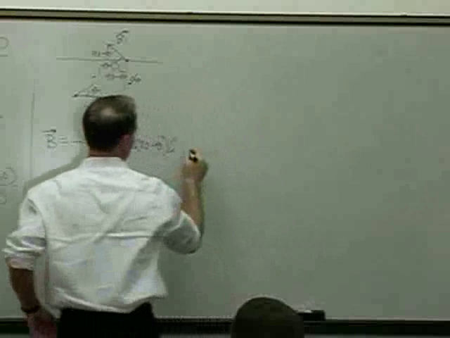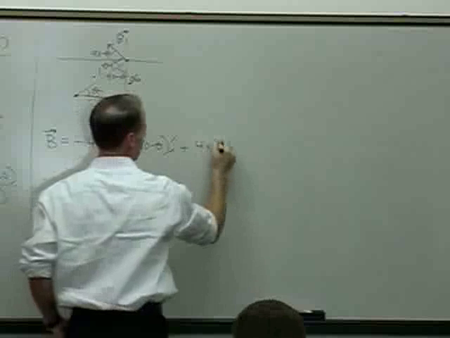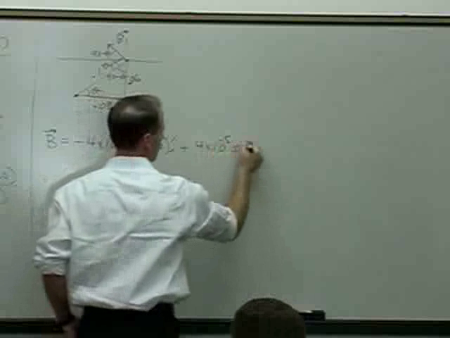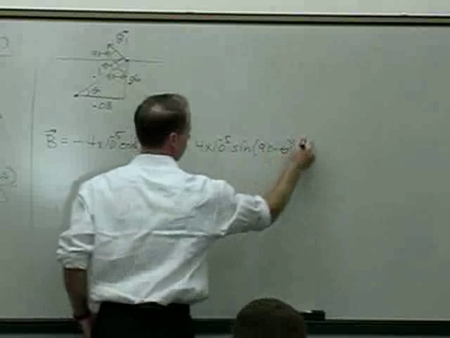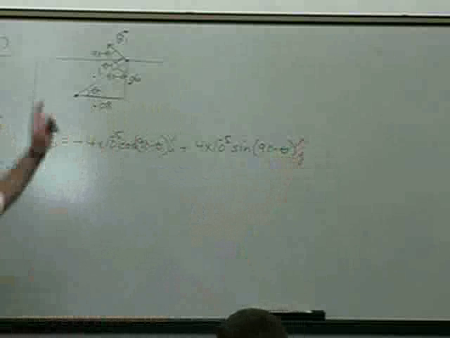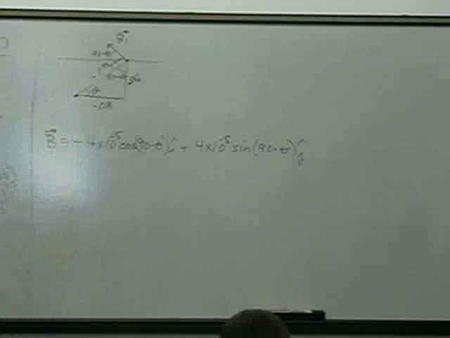And plus 4 times 10 to the minus 5 times the sine of 90 minus theta in the j direction. Just breaking it up into two components, x and y. Sine and cosine, only the x direction is going to be negative cosine. So we're going to back that up. Bear with me.